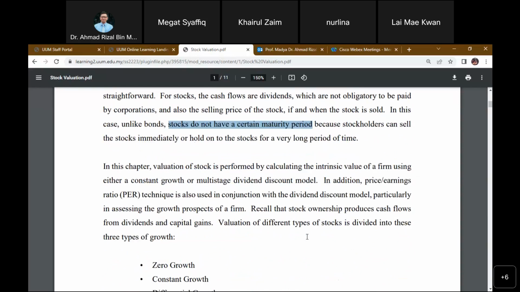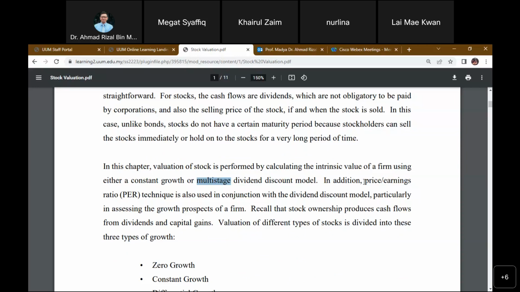Now, what we're going to look at is basically we're going to start off with the dividend discount model. We're going to start off with the constant growth model and then the multi-stage model. And later on, this is a bonus, I add on to the course.